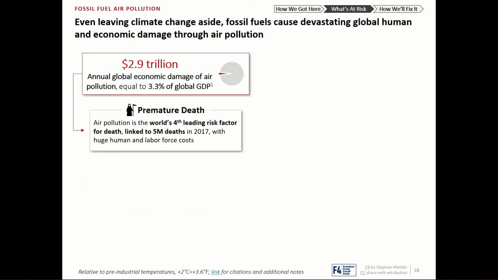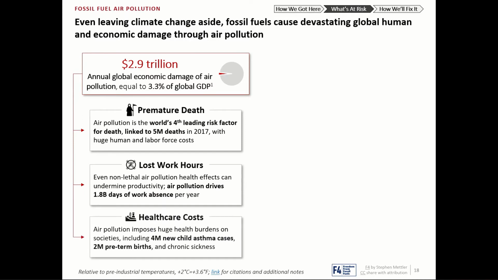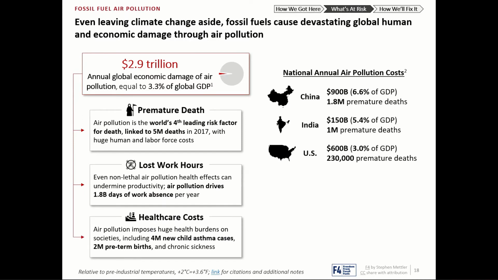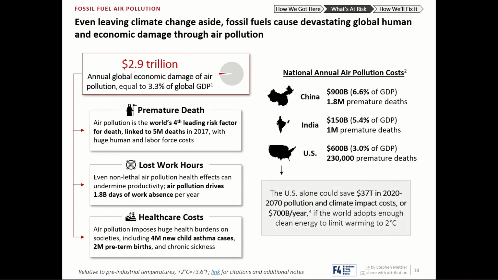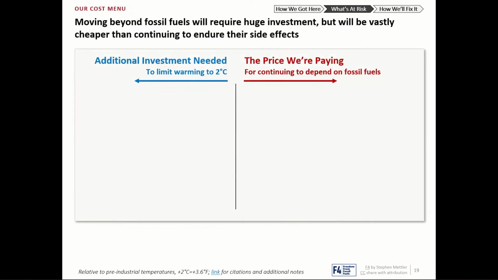And then finally, there is fossil fuel air pollution. Fossil fuels are portrayed as cheap, but when you take in the life cycle costs that they impose on society, they have absolutely massive aftershocks on human health by premature death, lost work hours to disease, elevated healthcare costs. There are huge savings to be had if we can move beyond fossil fuels and alleviate these costs.